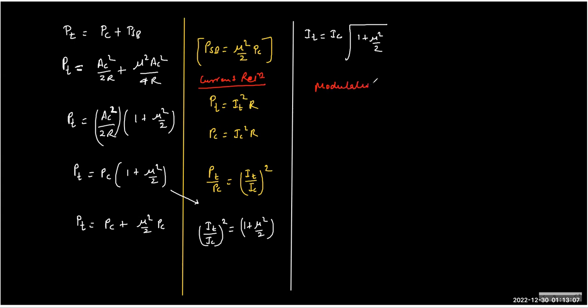Modulation of a carrier wave. Earlier we modulated the carrier wave by one signal, right? But what if you want to modulate by multiple signals, M1, M2, M3, up to MK, like you want to write AC plus M1(t), M2(t), MK(t)?